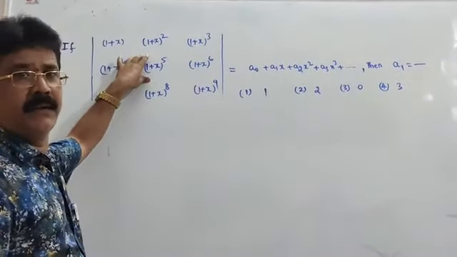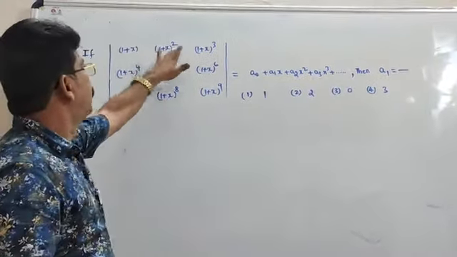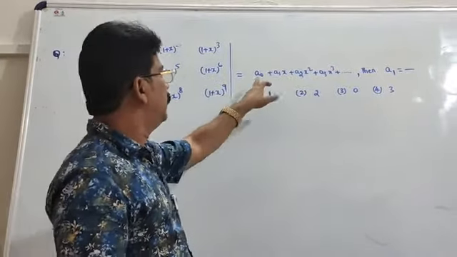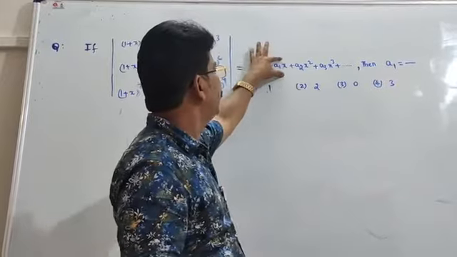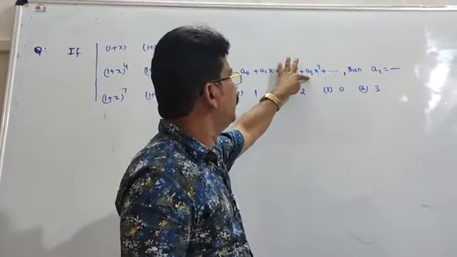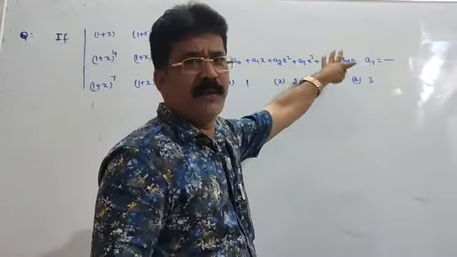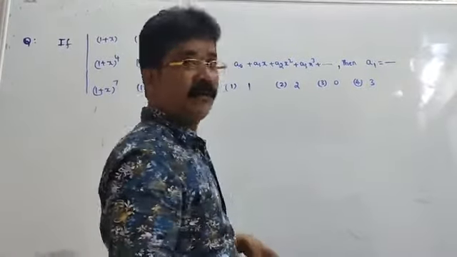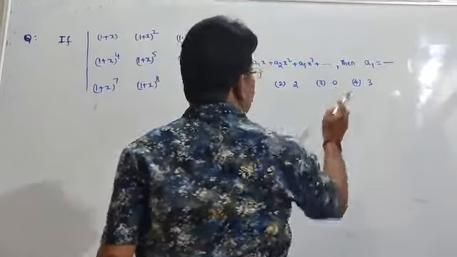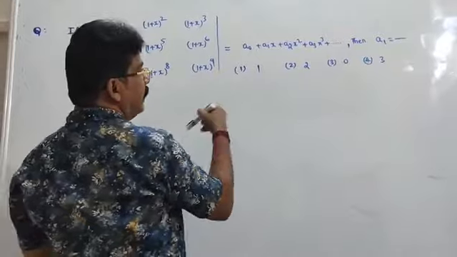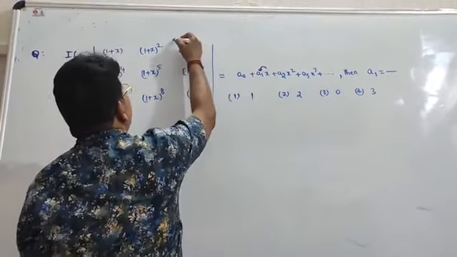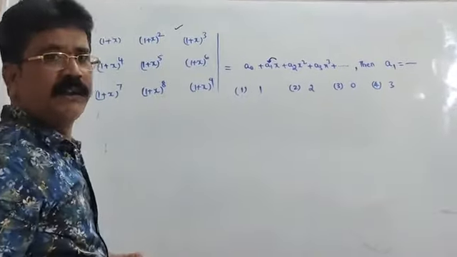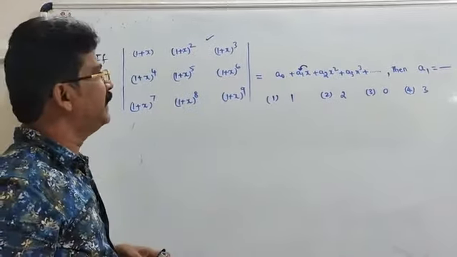This determinant which contains the polynomials is equal to a polynomial in terms of x: a0 plus a1x plus a2x square plus a3x cubed plus and so on like that. Okay. What is the question? Find a1. A1 means here x coefficient. So it is enough to find the x coefficient in this determinant.